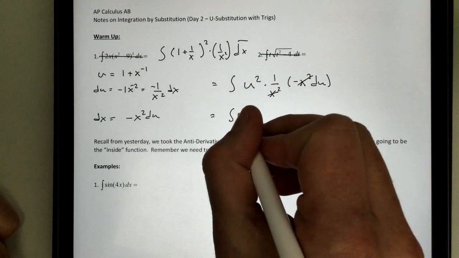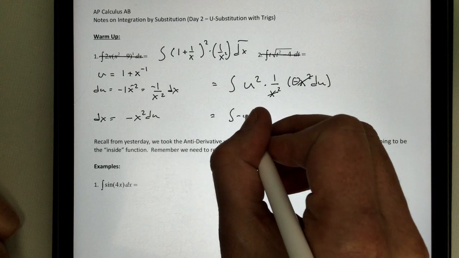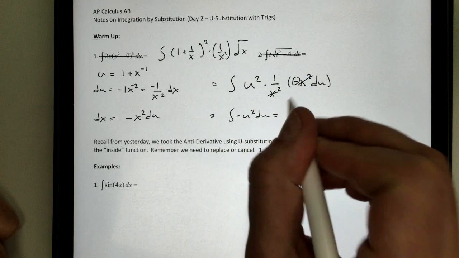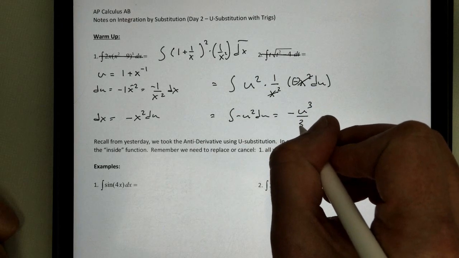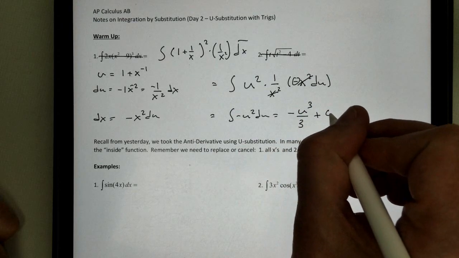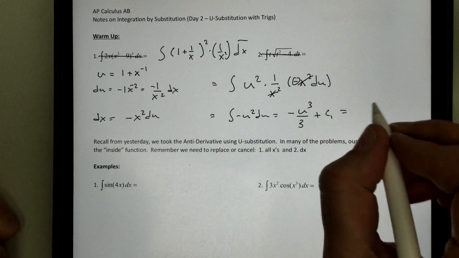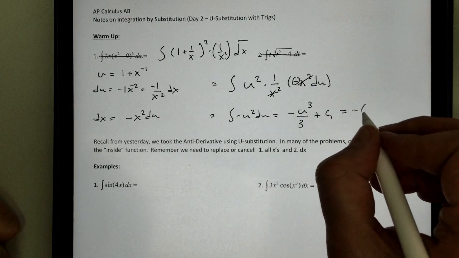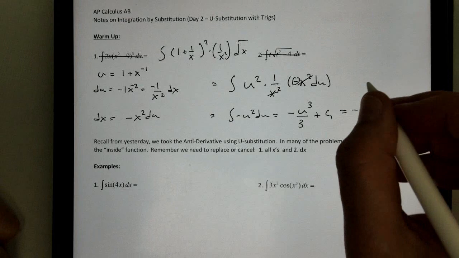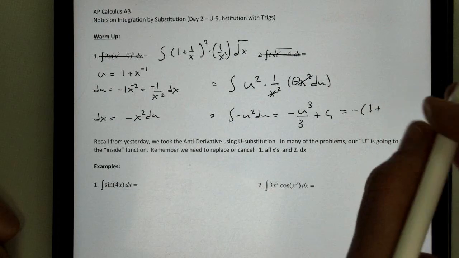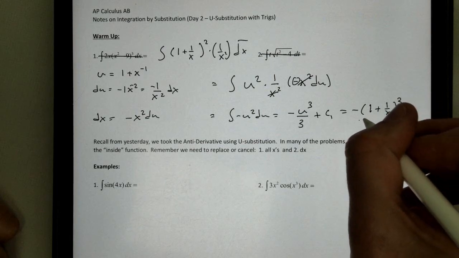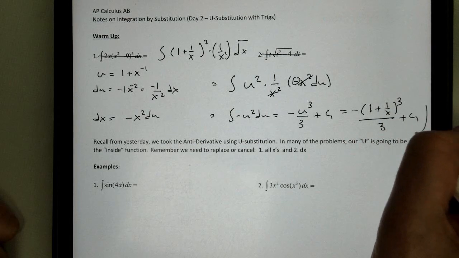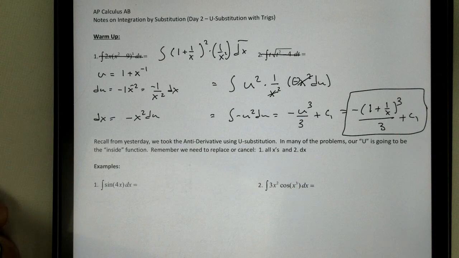Simplifying this now, this becomes, don't forget the negative. We get negative u squared du. And if we integrate that, we get negative u cubed over 3. That's our rule for antiderivative plus your constant of integration. And then just plug in your u. Don't forget to replace your u. U we said was this 1 plus, and again, I'll make this 1 over x now, cubed over 3 plus c1. And there is our antiderivative. Ooh, that's kind of a nasty one right there.